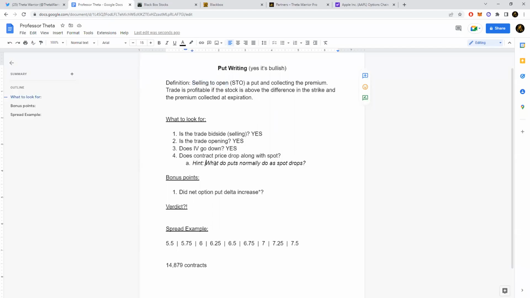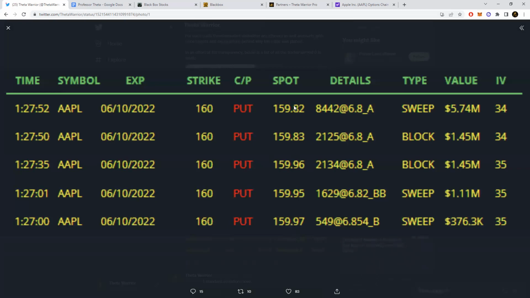Now, what normally happens as spot drops? A put would increase in value, right? Because they're inversely correlated. As price comes down for the underlying, the put becomes more and more expensive. It gets higher and higher and higher. So we have spot dropping, but you'll see the first trade came in at 685, then they immediately dropped it to 682, and then the rest of these get filled at 680.